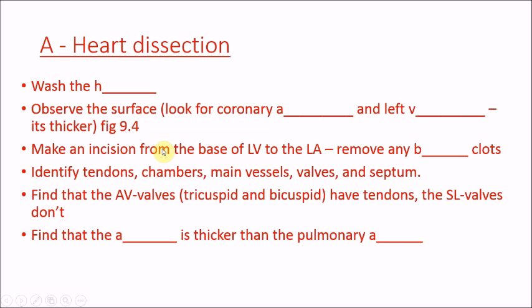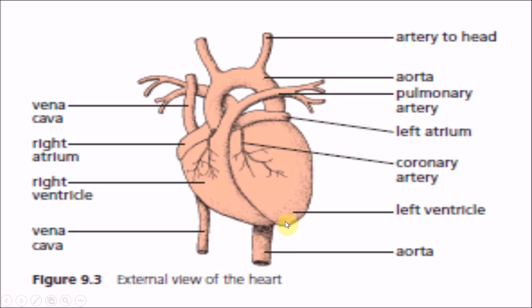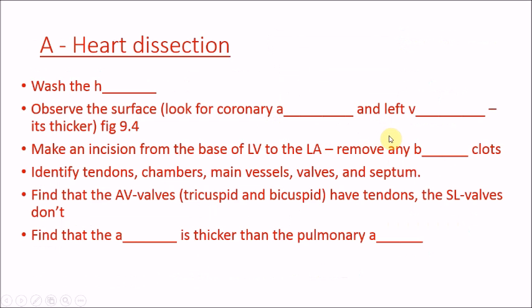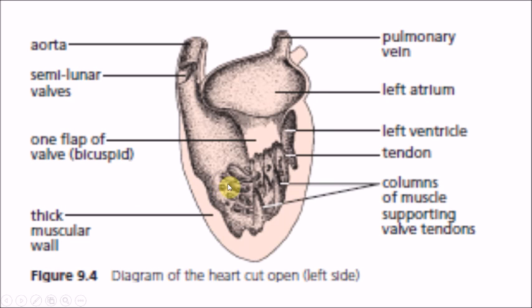Then you make an incision from the base of the left ventricle to the left atrium. So that would be here, from the base of the left ventricle up to the left atrium. Remove any blood clots. You'd want to identify tendons. You'd see these as little white strings, just here, little white pieces of strings, and just here again as well.